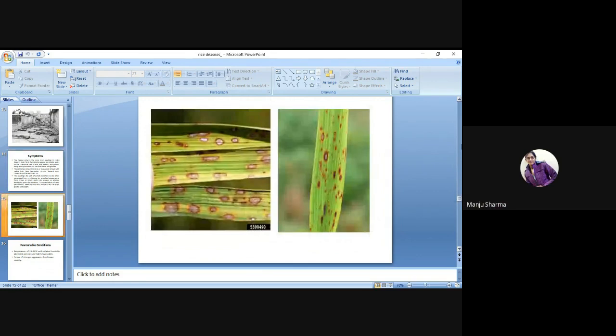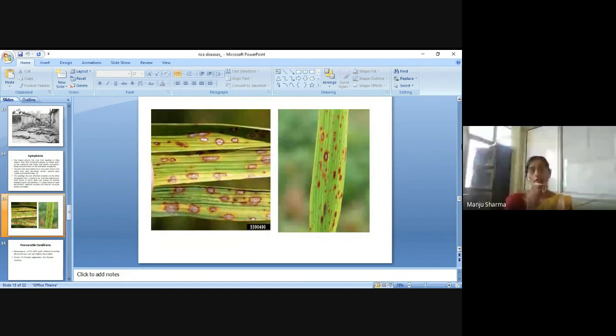So these are the symptoms of the disease. On the leaf, there will be small spots which become large in size, and at this time the whole leaf will be entirely infected, and then it will fall down.